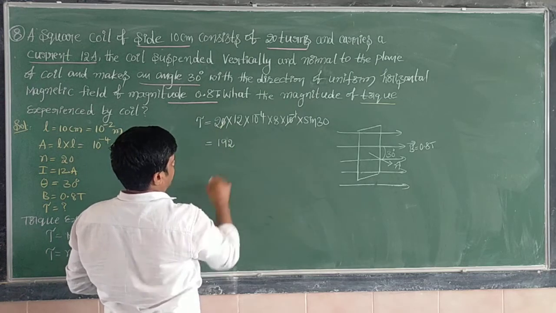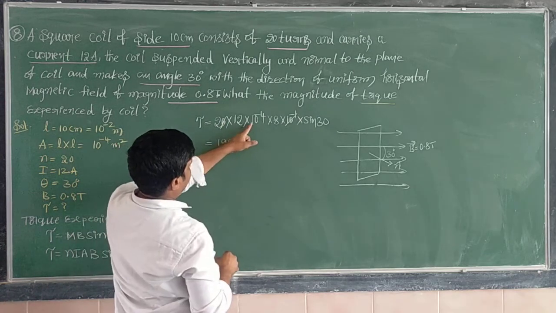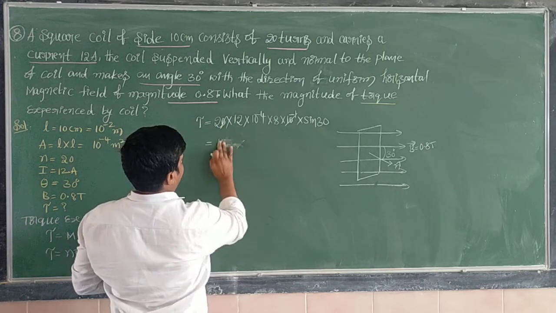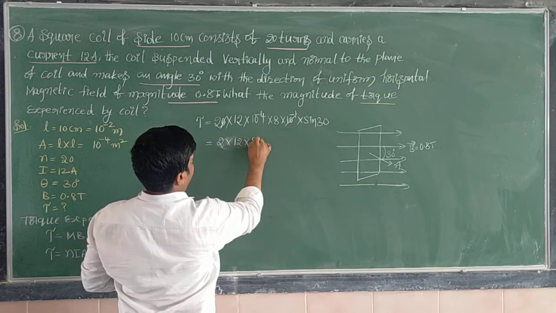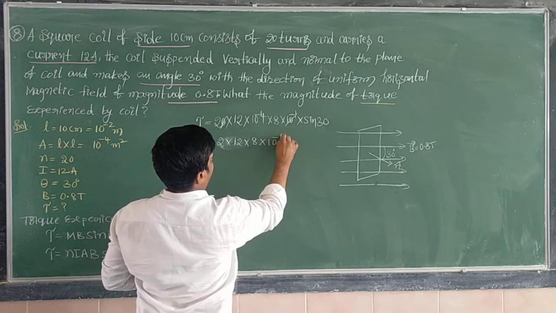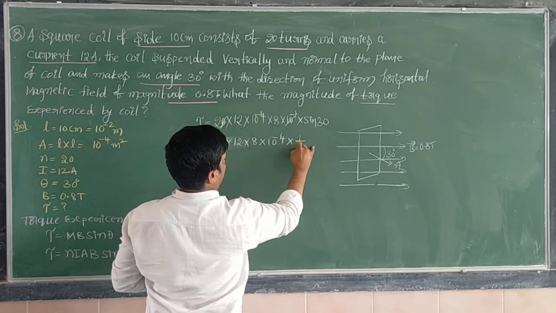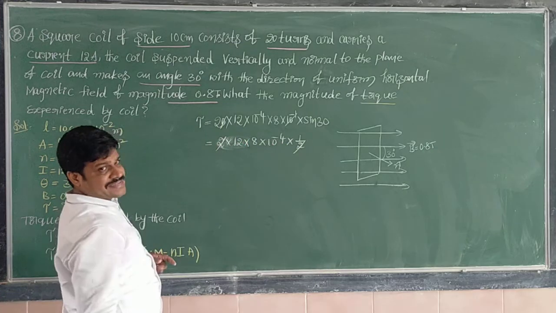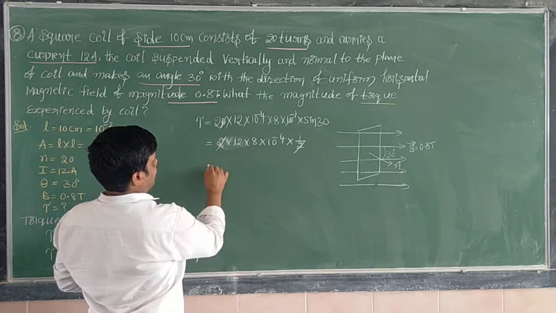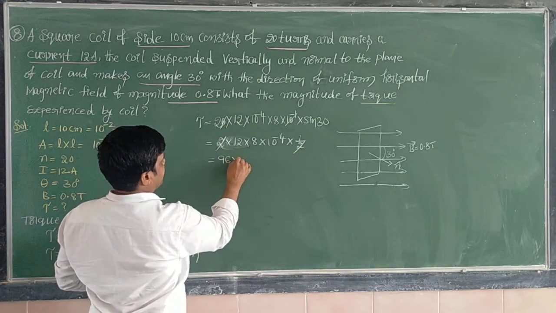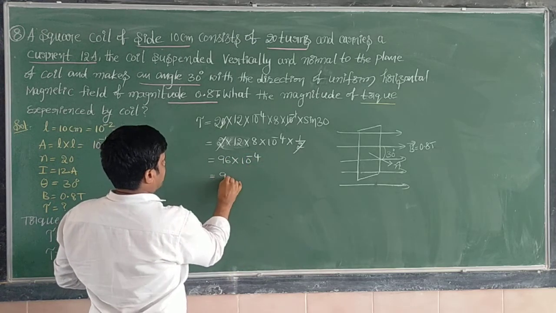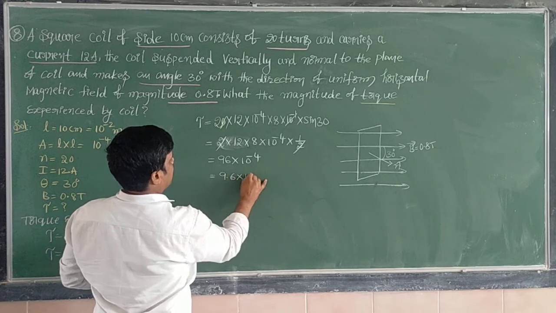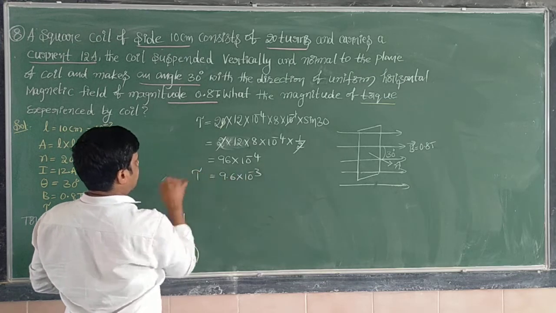192 into other remaining is, otherwise you do it here. So what does that mean? 2 into 12 into 8 into 10 power minus 4 into sin 30, whose value is 1 by 2. The 1 by 2 and 2 cancel. So 12 8s are 96 into 10 power minus 4. And this we can write as 9.6 into 10 power minus 3, which is nothing but the torque.